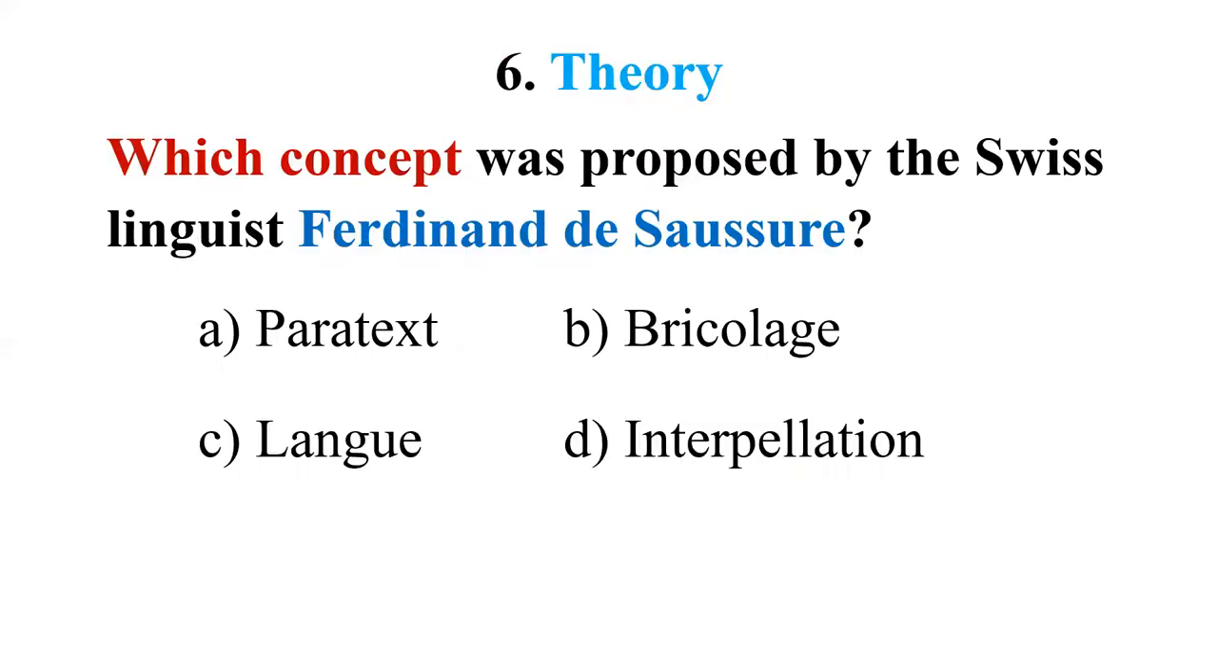So if you like theory, here is a question for you. Which concept was proposed by the Swiss linguist Ferdinand de Saussure? Option A, paratext. B, bricolage. C, langue. D, interpolation. You can choose the answer.